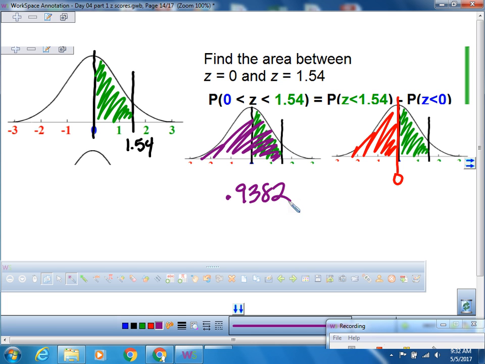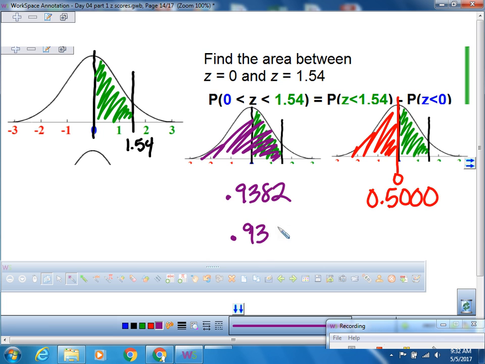0.9382. Okay, that makes sense. That's a lot of area that we're covering there. What's the percentage with the 0 z-score? 0.5000. Why would it be 0.5000? Because it's half. It's 50%. At 0, aren't you at 50% of the curve? We didn't even have to find that one. So I would take the whole purple part and subtract 50%, and that would give me the green part.